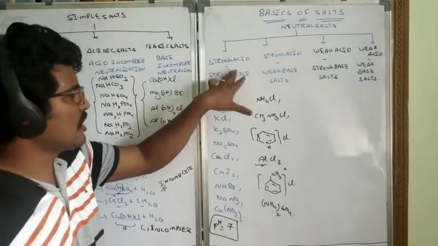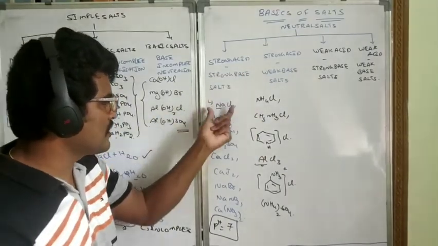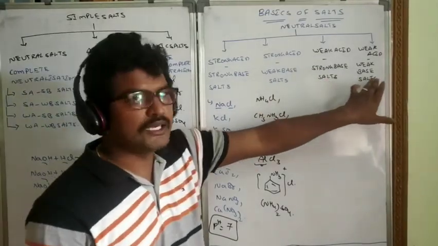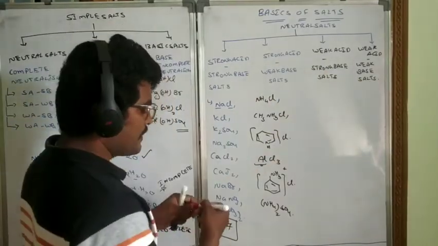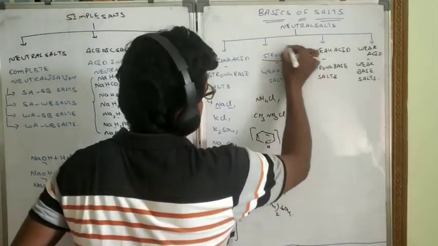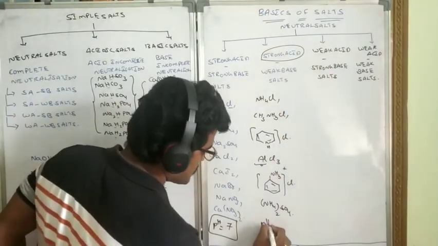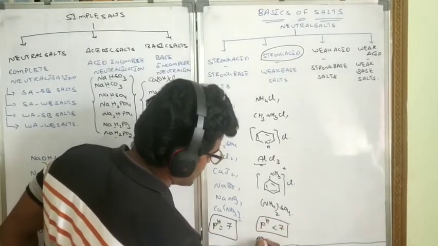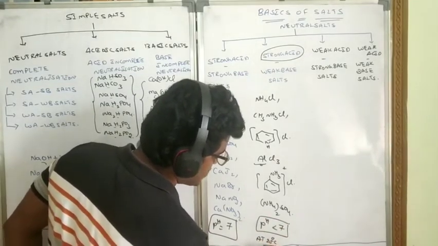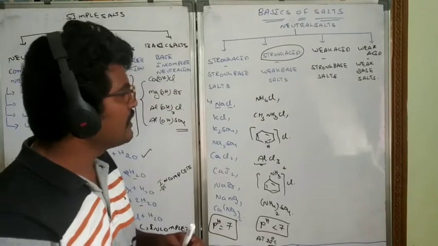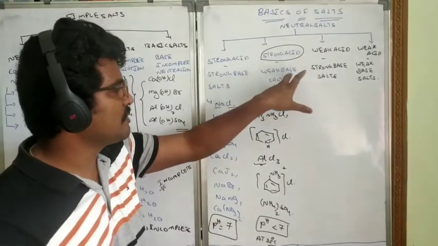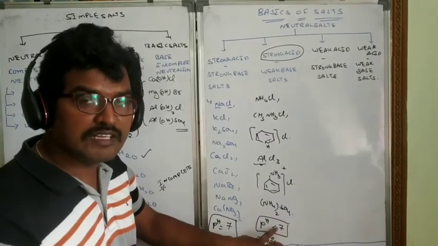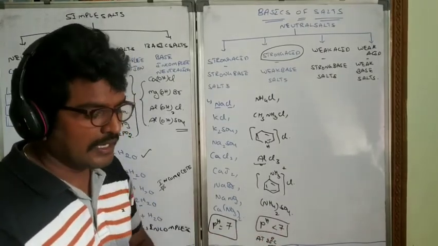Strong acid and strong base salts, since they undergo dissociation, the pH will be 7. Here they undergo hydrolysis, and strong acid is there, so pH will be less than 7. So at room temperature, at 25 degrees centigrade, whenever a strong acid, weak base salt is dissolved in water, the pH will be less than 7 and it will be acidic in nature.